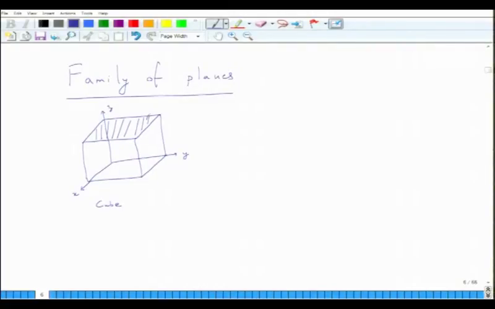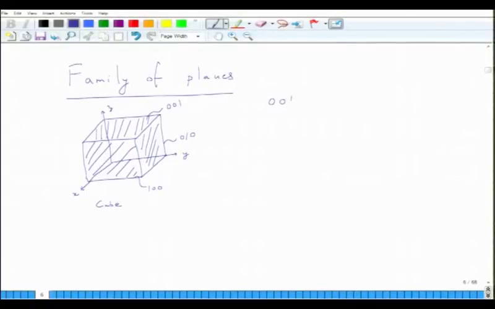So, what is this face of the cube? This is 0 0 1. What is this face of the cube? 0 1 0. And what is this face of the cube? 1 0 0. Now, in a cube all these three are identical.